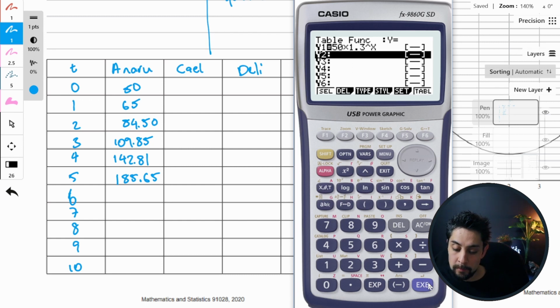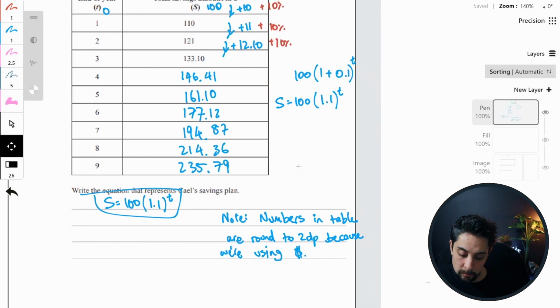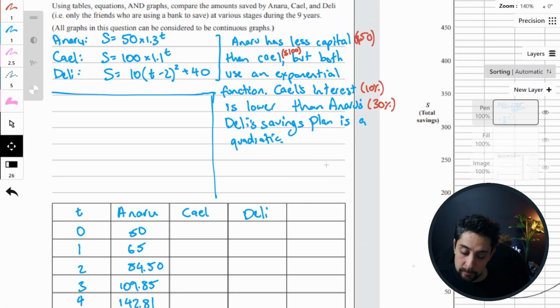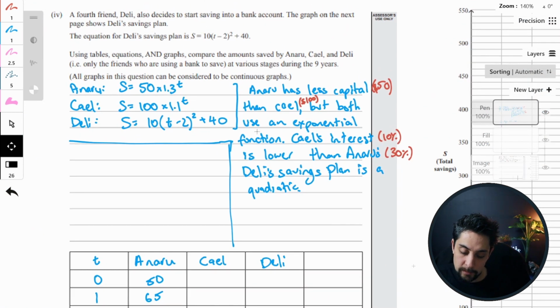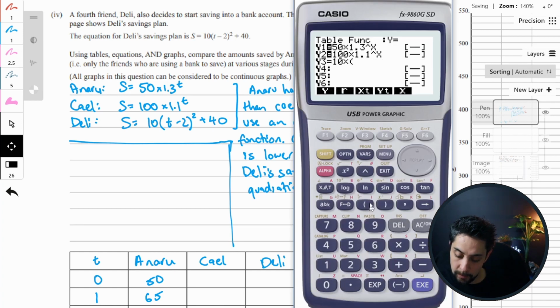Press the execute button. Next up, we have Kale. Kale's equation was, is this Kale? Yeah, that's Kale there. 100 times 1.1 to the power of t, but again, t is x. Make sure you put that power button in. And our last one was Deli. Deli's equation is here. So let's pop that in. 10 multiplied by (t, but t is x, minus 2) squared plus 40.